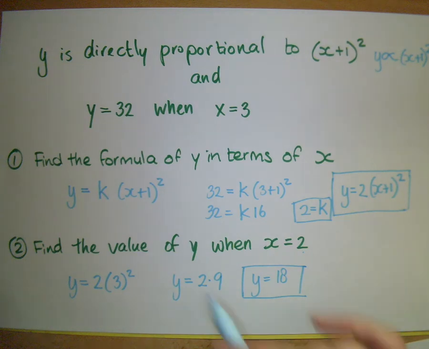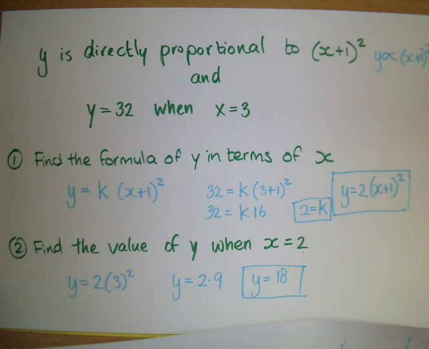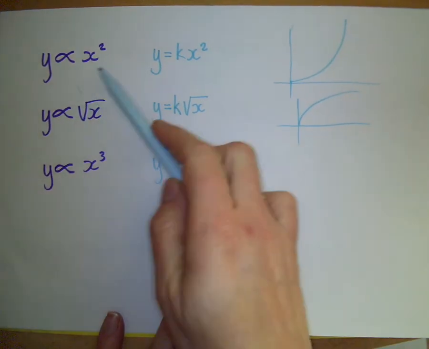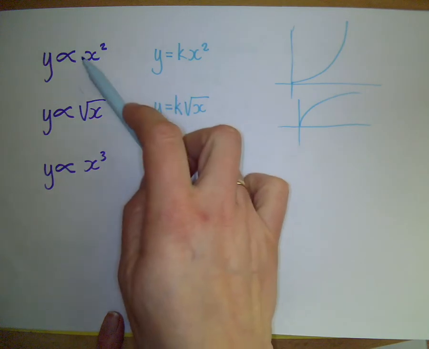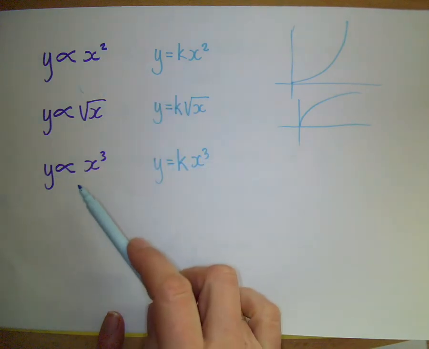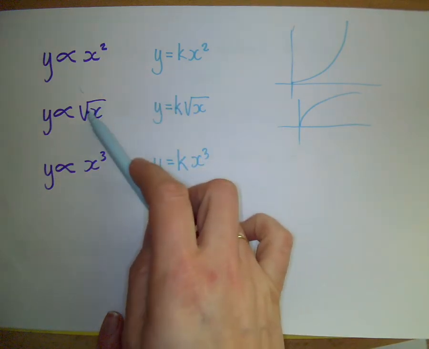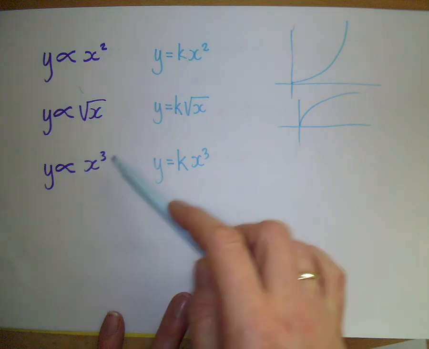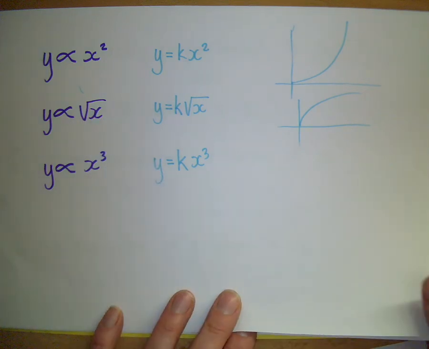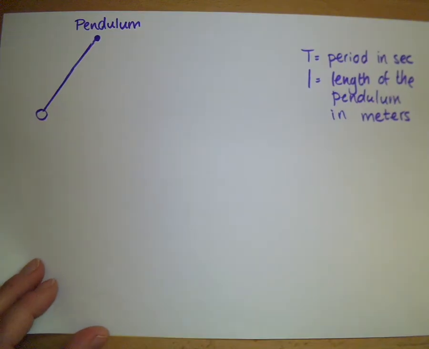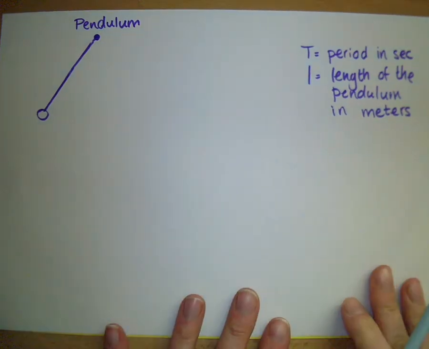So that's an example of a direct variation that is nonlinear and that is built up with an x squared. Yeah, and examples with the square root of x or x cubed would basically be the same thing. Let me do a real life example of a nonlinear direct variation. This is a pendulum.